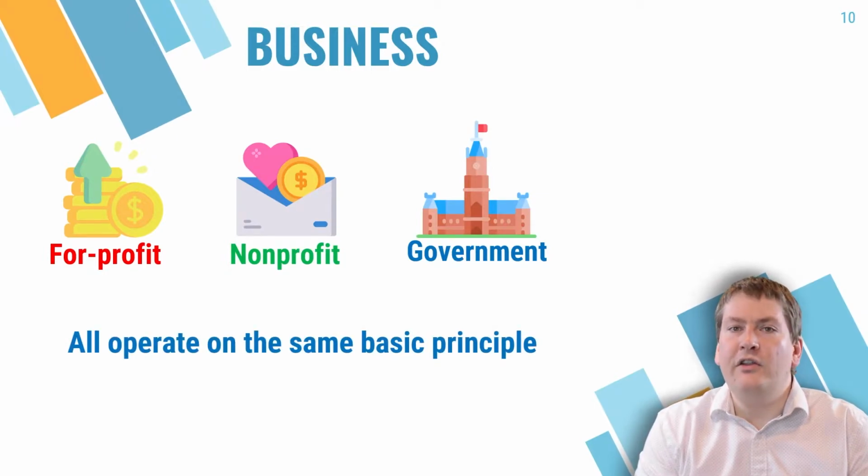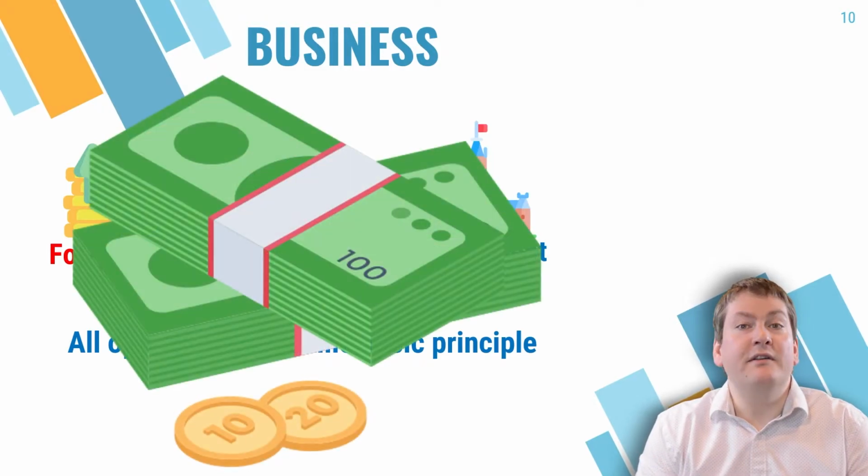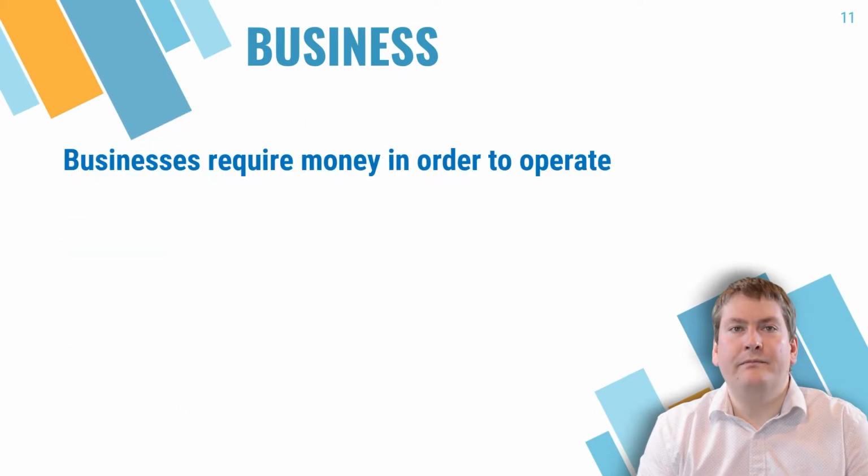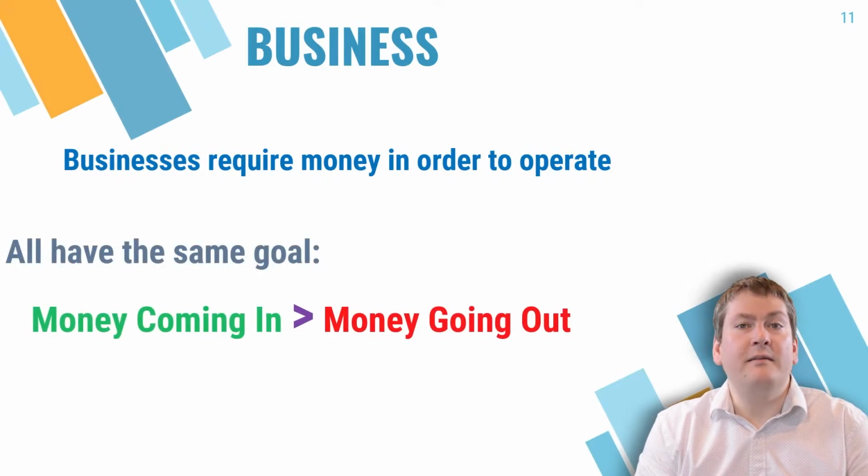And when we look at all three, the same basic principles apply, regardless of the type or size of the business. And that principle is money. Businesses require money in order to operate. If you have costs and expenses, you're going to need a way to pay them, or your business is not going to be sustainable. This means all businesses, regardless of its for-profit or not-for-profit status, or whether it is selling a service or a product, have the same single goal. And that goal is simply to have more money coming in than going out.